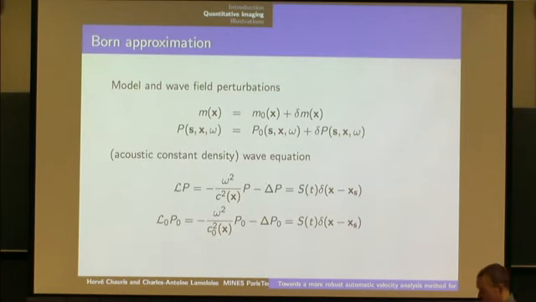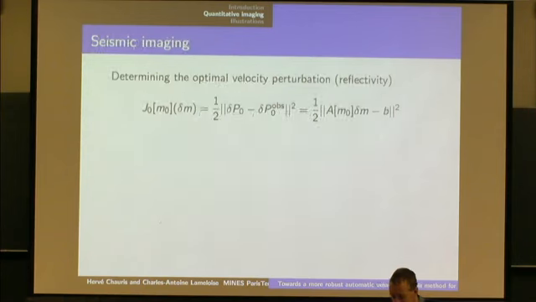P is the solution here of the wave equation. Here I put the classical, simplest acoustic constant density wave equation with a given velocity, and P naught here is the solution of the same wave equation, except that here we work with the background velocity model. So how do we determine the optimal reflectivity part, the singularity part?